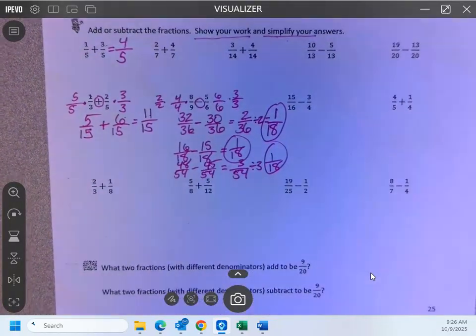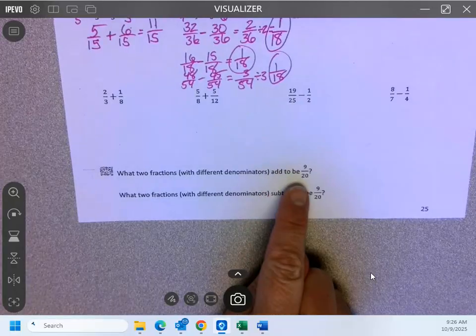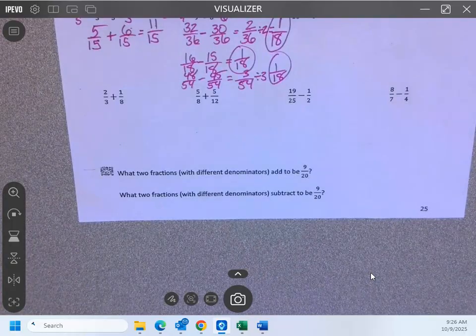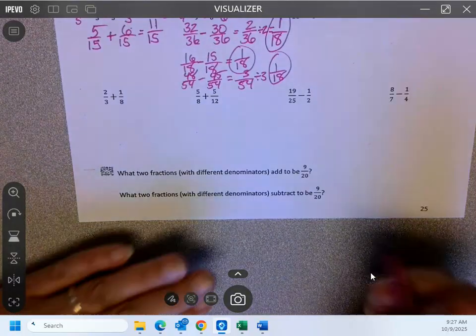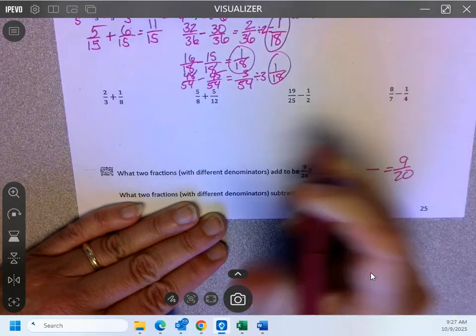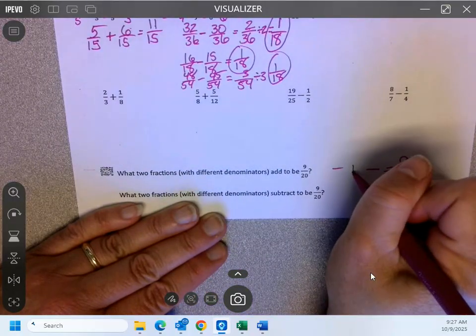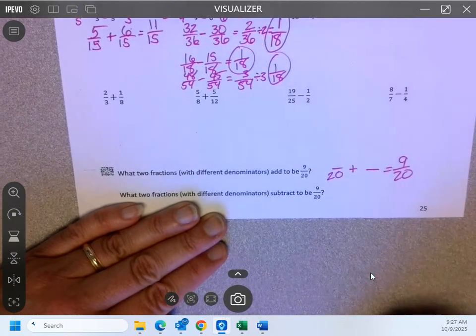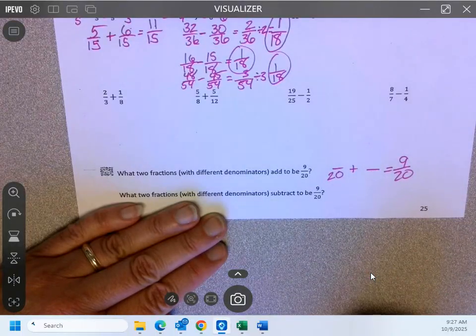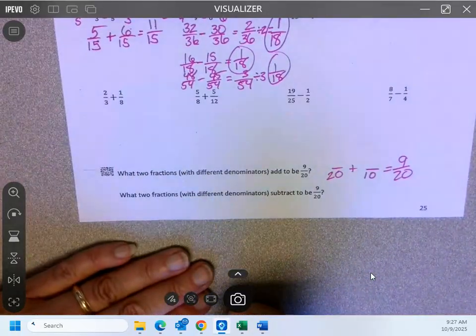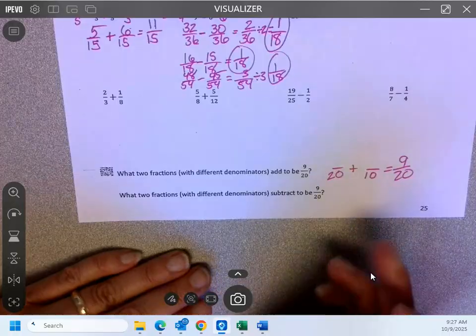What two fractions with different denominators add to be 9/20ths? And what two fractions with different denominators subtract to be 9/20ths? So we want our answer to be 9/20ths. And I want to be able to add. What I like to do is keep one of my denominators at that 20. And then I take another denominator that I can easily make 20, like 10. So I have different denominators.